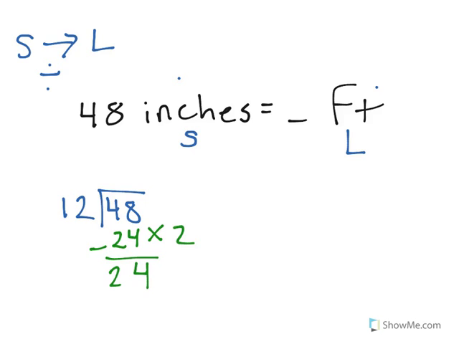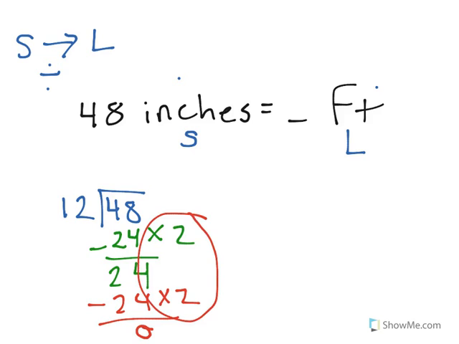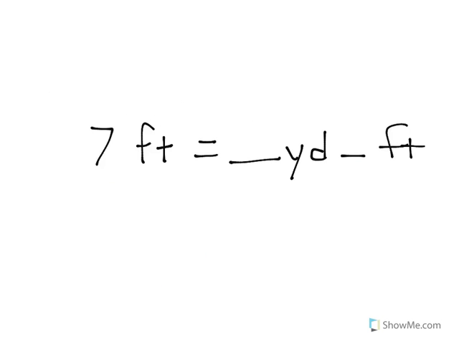And then I'm going to do 12 times 2, which is 24. And 24 take away 24 is 0. Add my numbers on the side, and I get 4. So, I know that 48 inches is equivalent to 4 feet. Let's look at one more example.